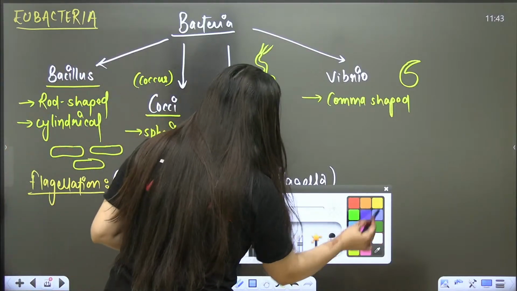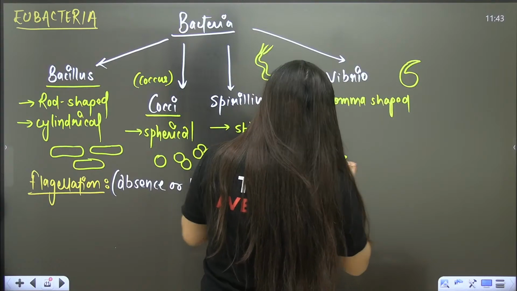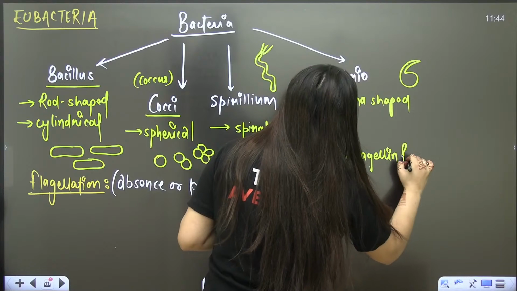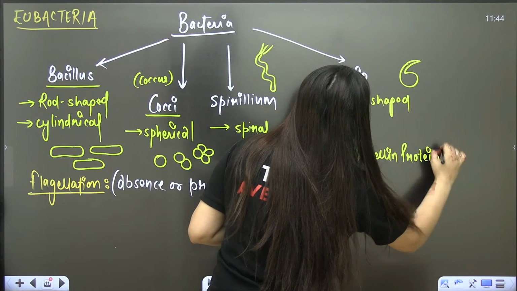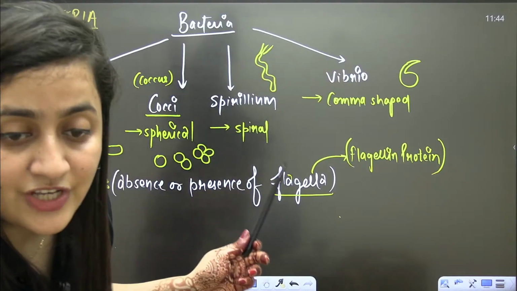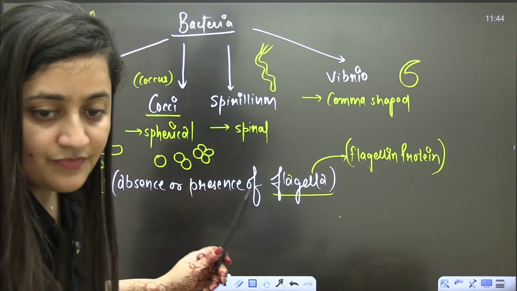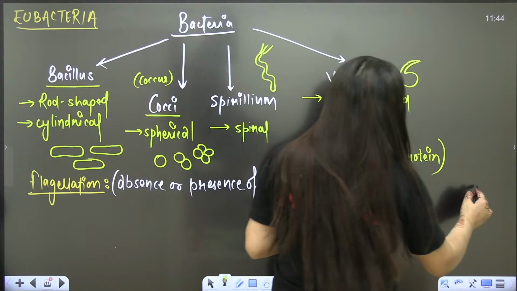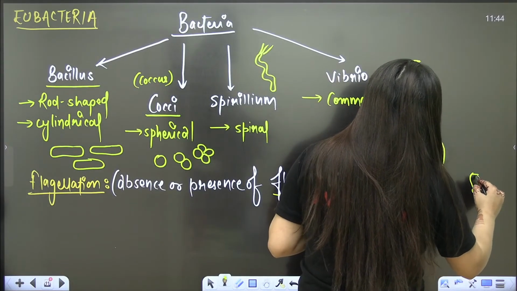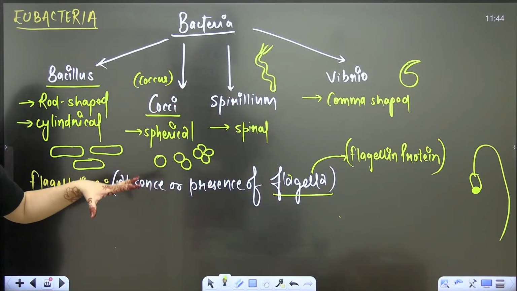If a flagellum is present, it means the bacteria is mobile. The flagella here are very simple and made up of flagellin protein. In the case of monera, flagella is not made up of microtubules; it is made up of flagellin. Simple basic body, simple hook, and a thread. A very simple structure of flagella.